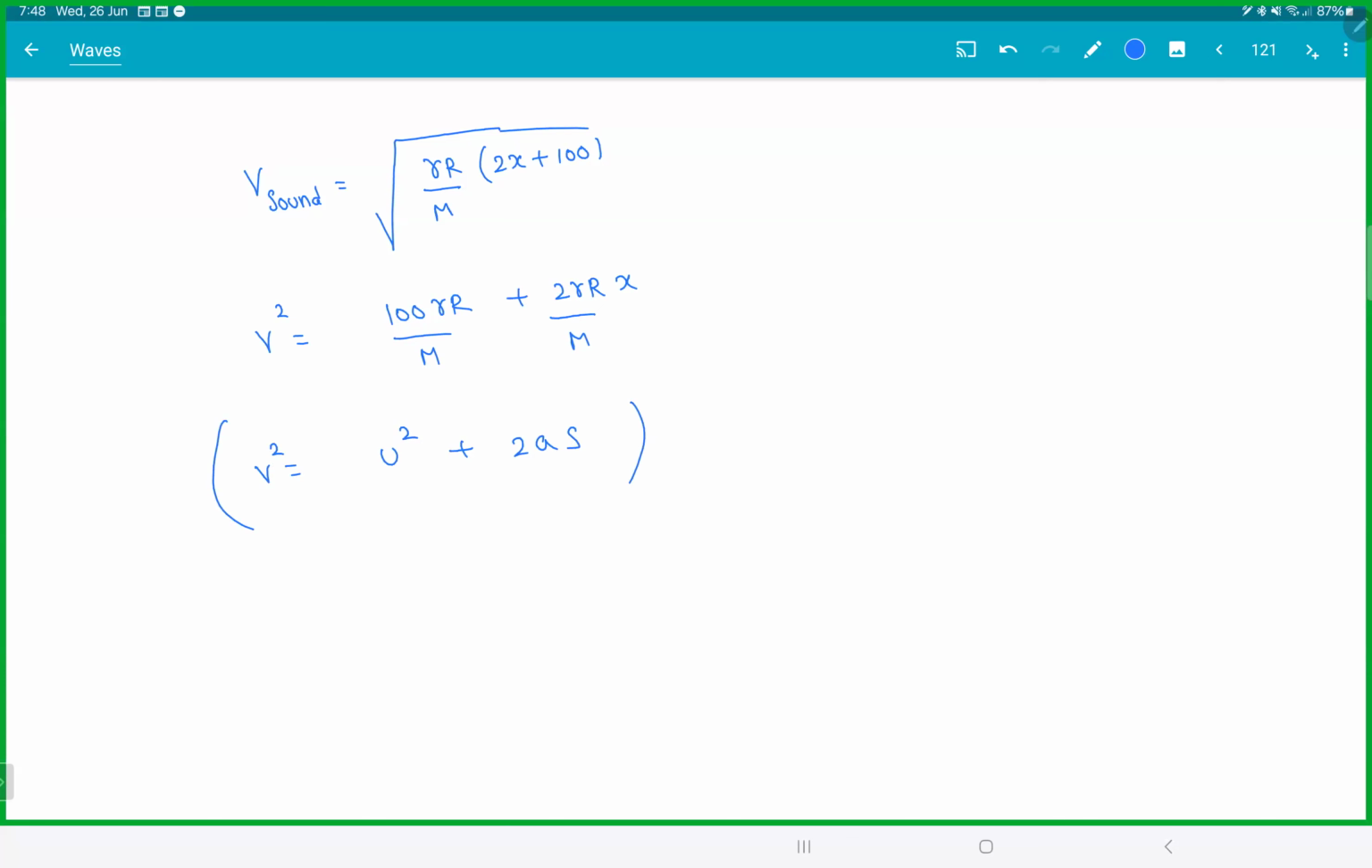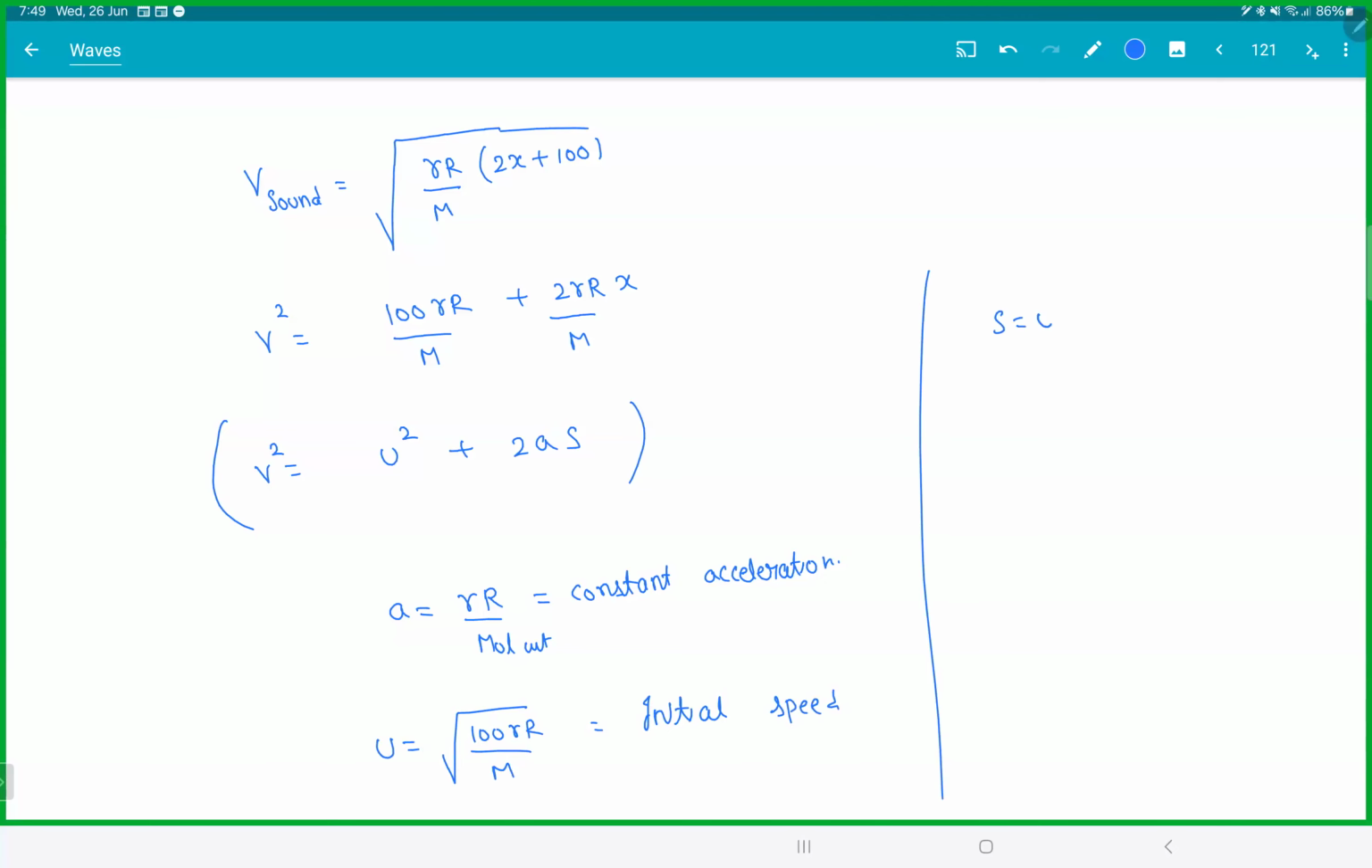You can do the dv by dt and see, you'll get constant value. So if you look at here, you are getting a is equal to gamma r by m. This is your constant acceleration. That means the sound wave is traveling with acceleration. At least the sound will think it is accelerating because the temperature is changing. This m is molecular weight. And that u is your initial speed. So this whole thing has become a kinematics question. A particle is starting with this speed, with this acceleration, find the time taken to the other side. I can use s is equal to ut plus half at square and I'll get it.